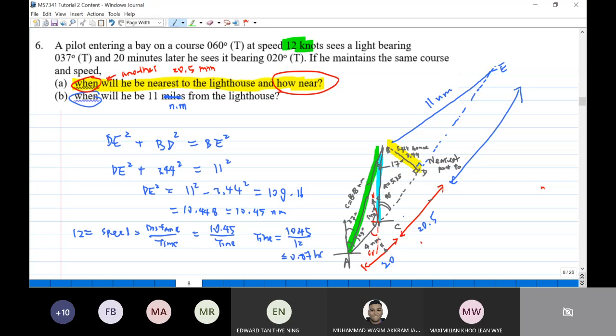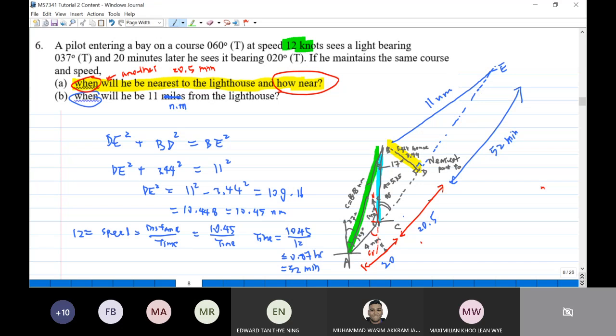Okay, 0.87 hours, you times 60, how many minutes is that? 52 minutes. So this time taken is 52 minutes now. If I don't make a mistake, it's 52 minutes. Okay, so before I answer the question, I take a picture of the total time first.